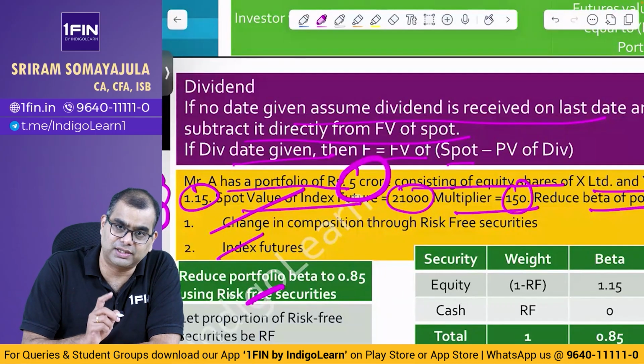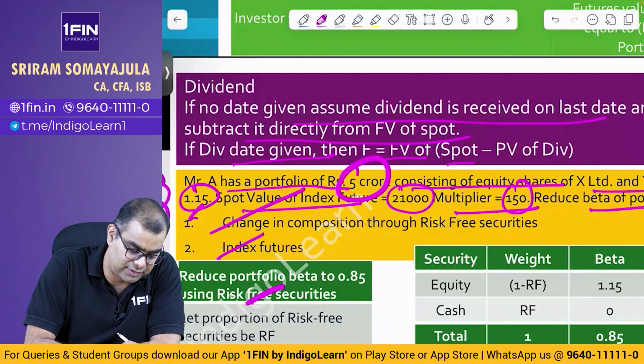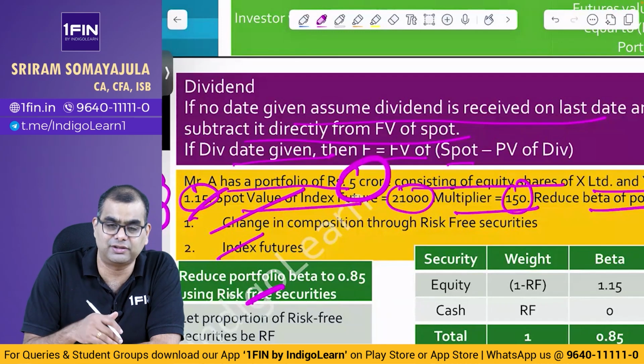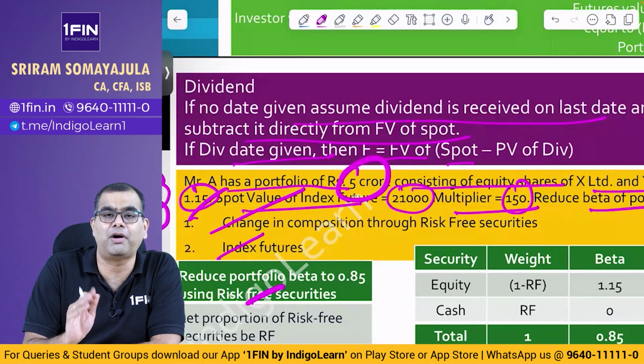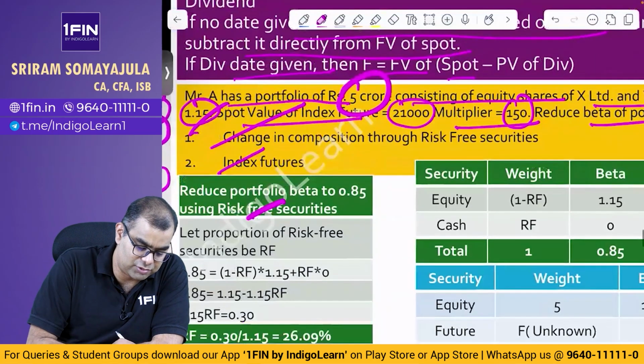So out of the 5 crores, there is a proportion for which beta is 1.15, and in risk free there is some proportion for which beta is 0. The weighted average of both is 0.85. So find out the weight of risk free. That is all, very simple. Let the proportion of risk free be RF.